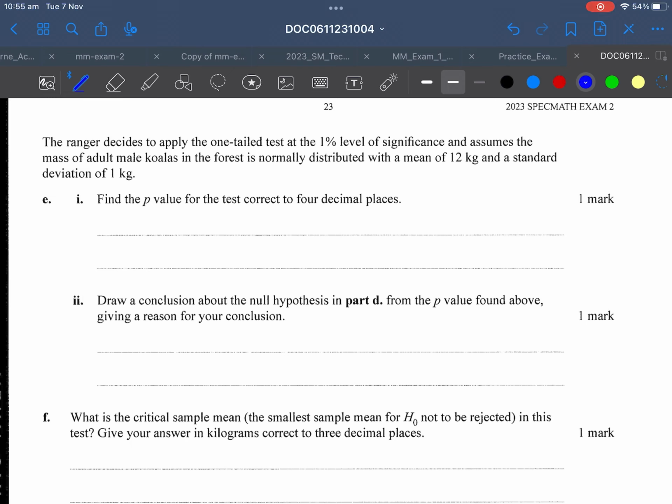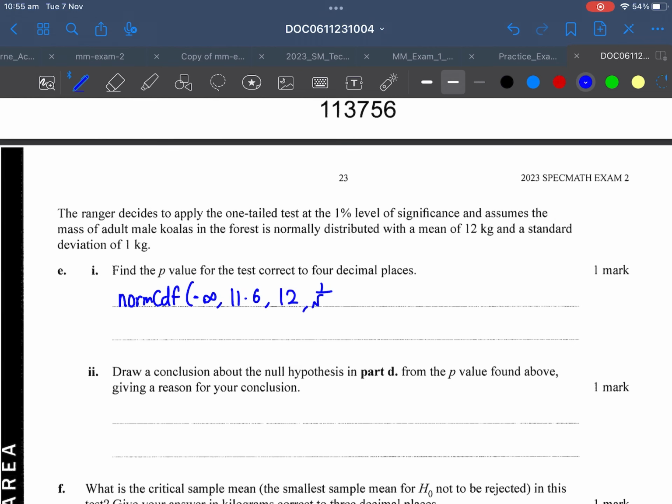significance and assume that the mass of male koalas is normally distributed with mean 12 and standard deviation 1. Find the p-value for the test correct to 4 decimal places. So our p-value would be normal CDF. You don't have to write this in the exam, but I'm writing it just over here. From minus infinity to 11, what was the sample mean? Oh, 11.6. Mean is going to be 12 and standard deviation is going to be 1 on square root of 40, and that will be our p-value.